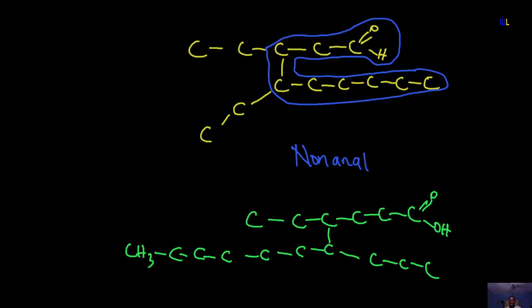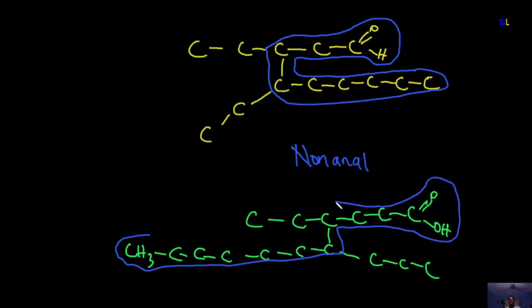Now please, my advice is this. After you've written it, circle out that parent chain, so that you'll be able to see what is your parent chain and what is your substituent. Make sure in your notes that you circle out that parent chain. If you circle it out, you will notice that your substituents are now clear. What is your substituent? This guy here and this guy here. So basically that's that. I think I can go to the next rule.